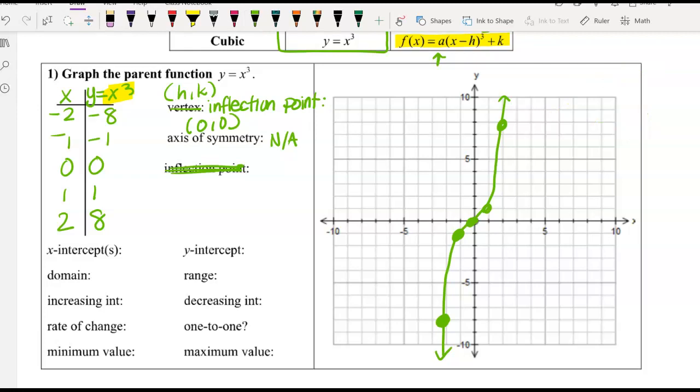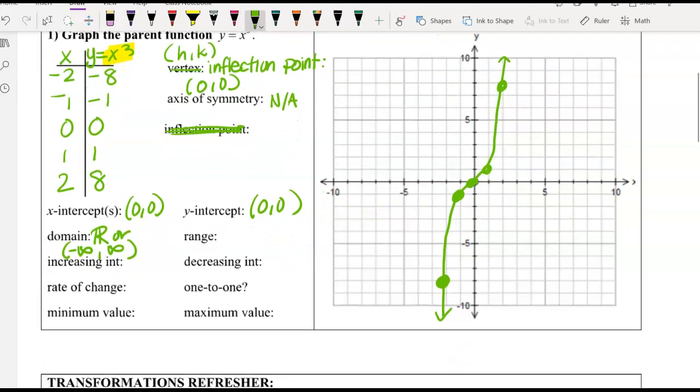For this particular graph, your x-intercept and your y-intercept are going to be at the inflection point, so both will be 0, 0. The domain is going to be all reals, or we can even write it in interval notation: -∞ to infinity. The range is going to be all reals, or again, if you choose to write it as interval notation, it's -∞ to infinity.